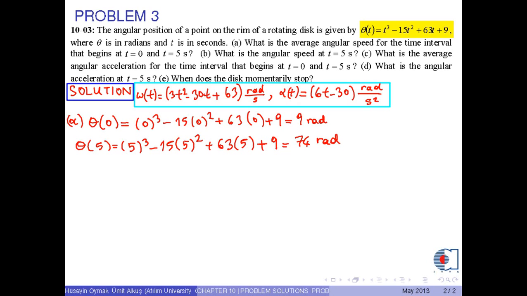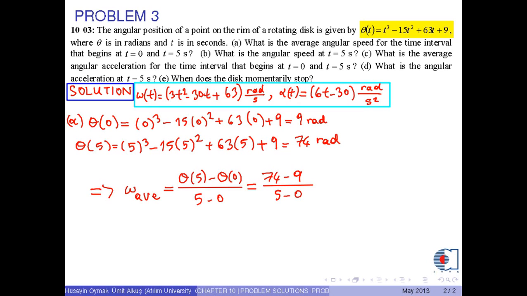Finally, using the formula for the average angular speed for this time interval, that is, omega average equals theta of 5 minus theta of 0 divided by 5 seconds minus 0, and substituting the values into this equation, that is 74 radians minus 9 radians over 5 seconds minus 0, we find the average angular speed for this time interval as 13 radians per second.